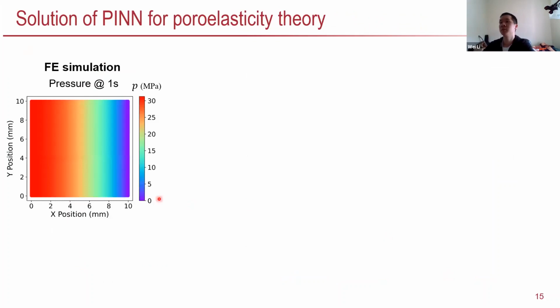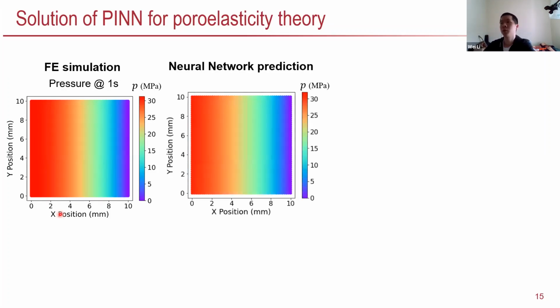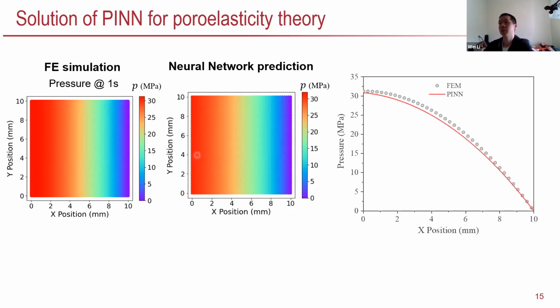And after training, here is the finite element solution for this uniaxial compression case. We can see the pressure distribution is actually uniform through thickness. And the neural net prediction is actually quite similar to the FE simulation. And if we compare the distribution along the X direction, we can see it correlates well, but there's still some discrepancy.